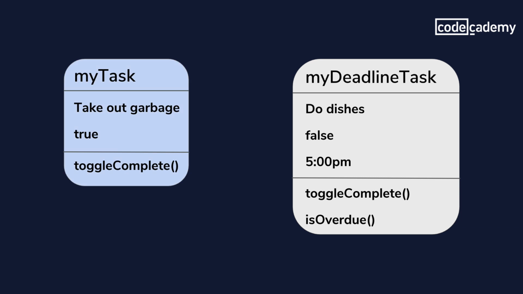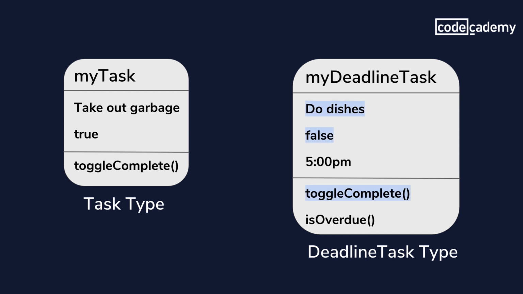The first object, myTask, is the task data type. It's an implementation of the task class, which makes it a task type. The second object, myDeadlineTask, is a deadline task data type. It implements the deadline class. But because the deadline task inherits all of the attributes and functionality of the task class, the myDeadlineTask object is also a task data type.